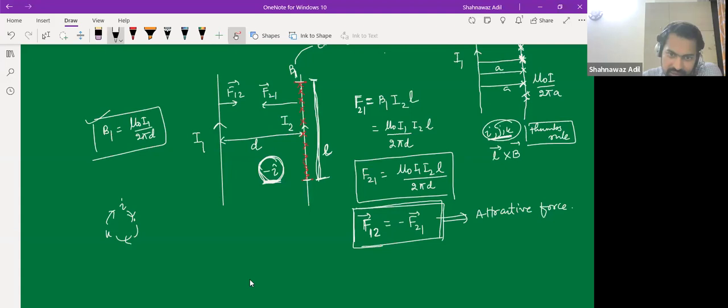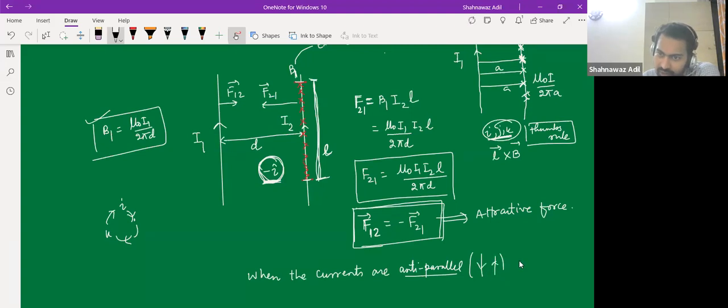But when the currents are anti-parallel, meaning that one is going in this way and the other one is going the opposite way, then the force is repulsive.